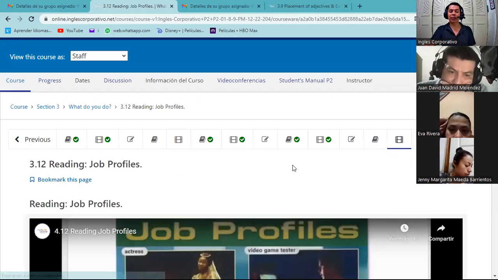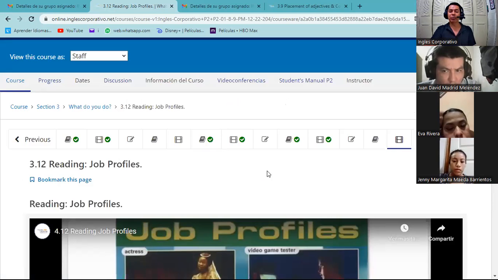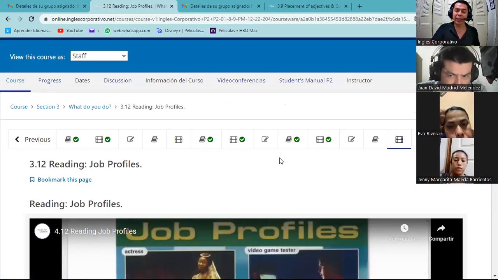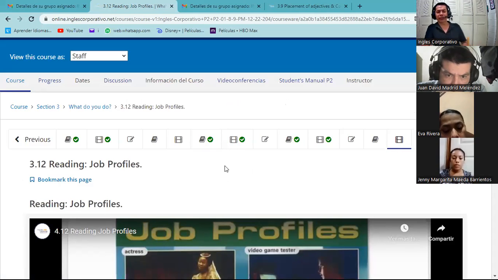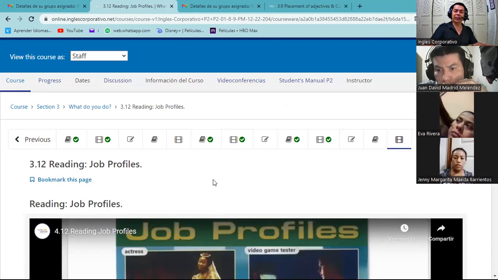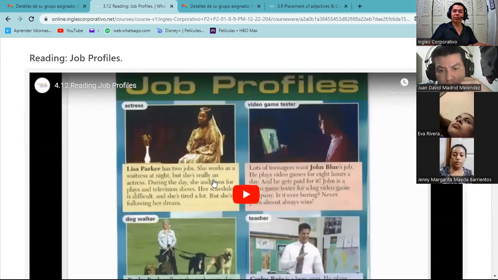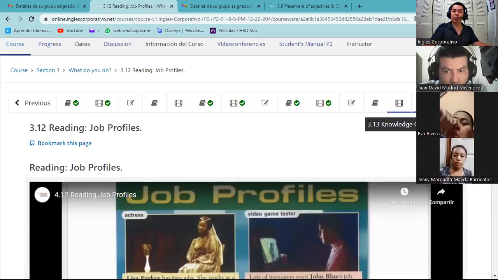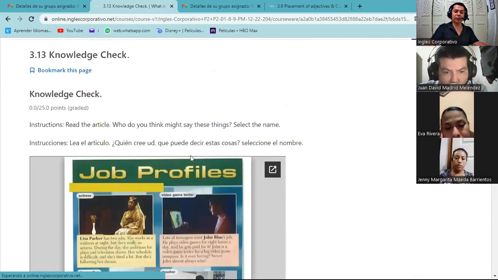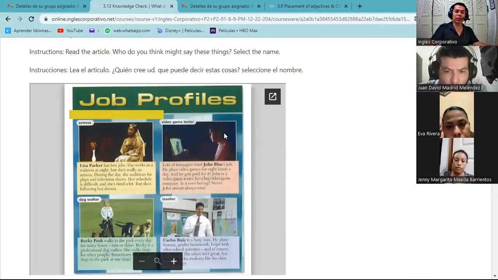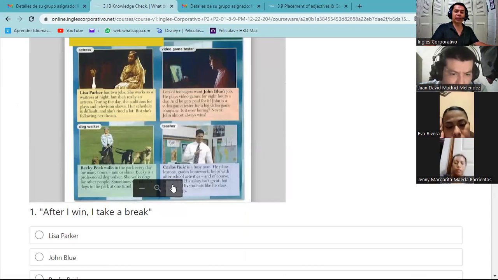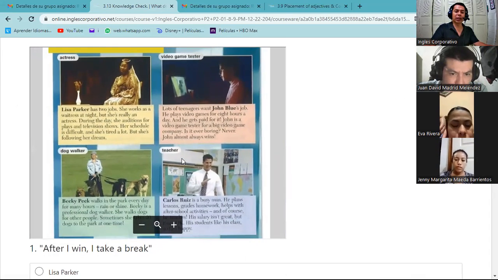Entonces terminamos con el reading. Vamos a escuchar el reading, ¿verdad? Y después nos vamos a ir al knowledge check. ¿Cuál es el knowledge check? Veamos. Read the article and it says, who do you think might say these things? ¿Quién de estas personas pudo haber dicho lo siguiente? ¿Verdad? Tenemos cuatro personas. Tenemos a Lisa Parker, John Blue, Becky Peck, Carlos Ruiz.